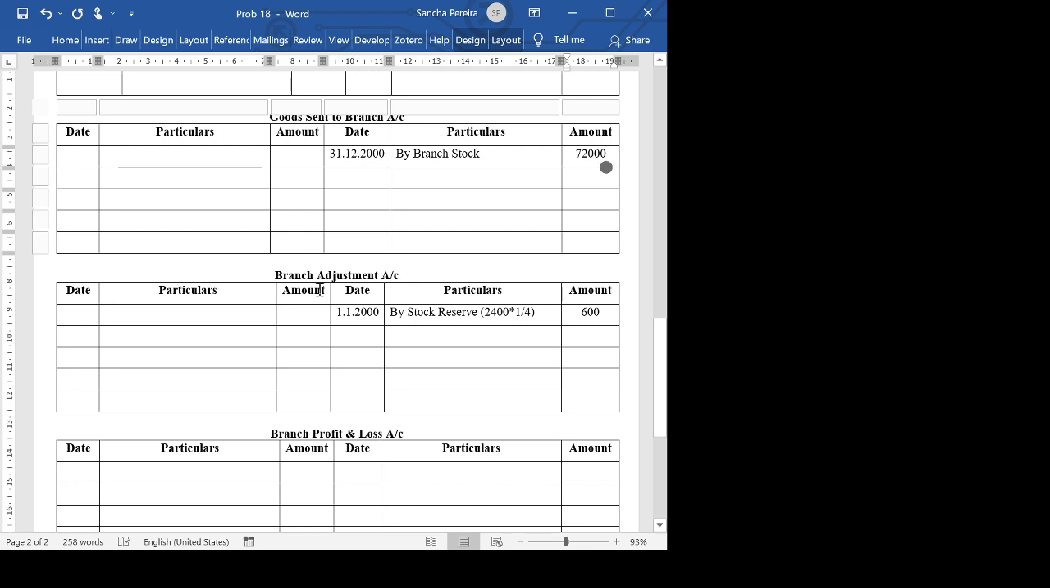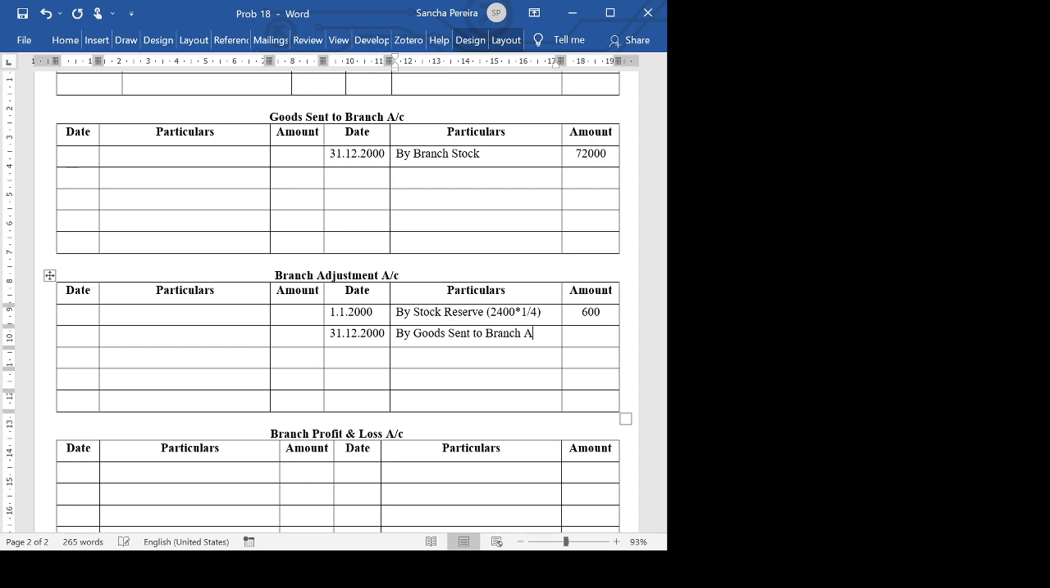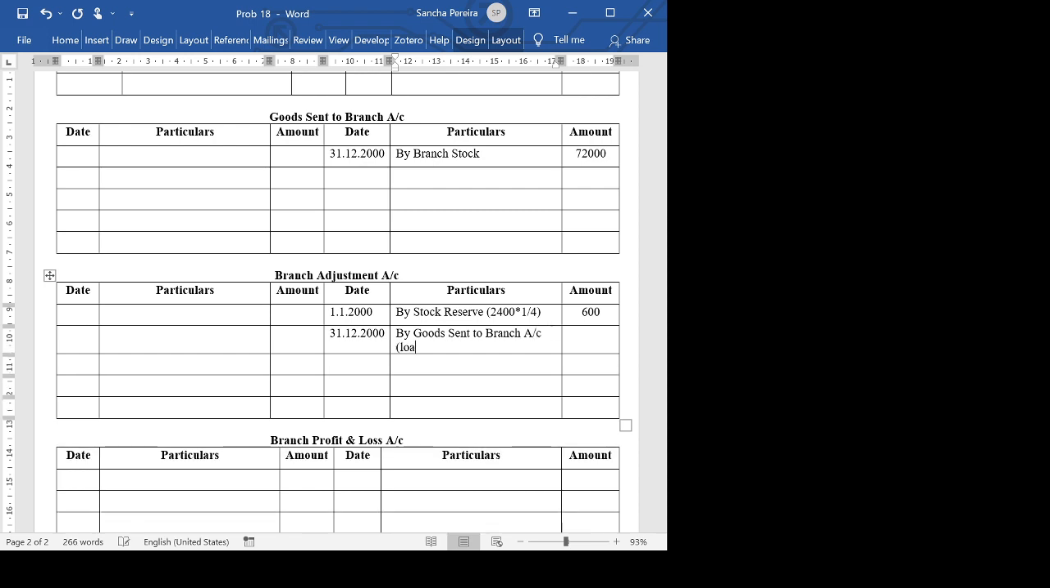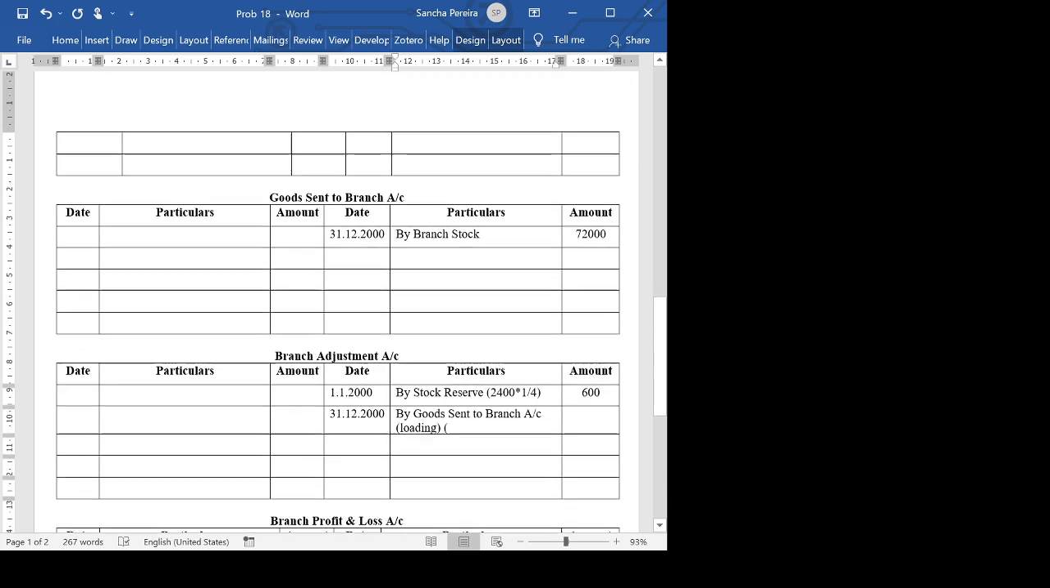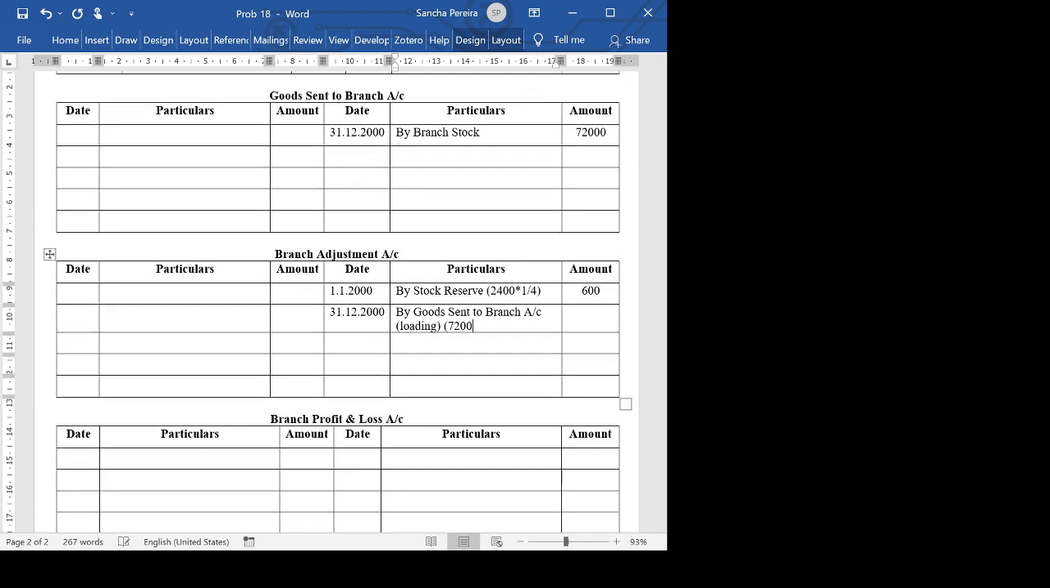So in the branch adjustment account, what I'm going to say is 31st December 2000, by goods sent to branch account. This is the loading, and the amount is 72,000 into 1 by 4, that comes to 18,000.